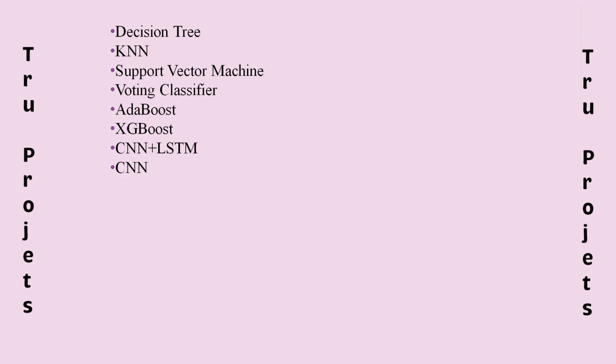AdaBoost. AdaBoost is an ensemble method that focuses on improving the classification performance by giving more weight to misclassified data. It combines the predictions of weak learners, that is decision trees, to create a strong learner. AdaBoost is utilized in this project to enhance classification accuracy.